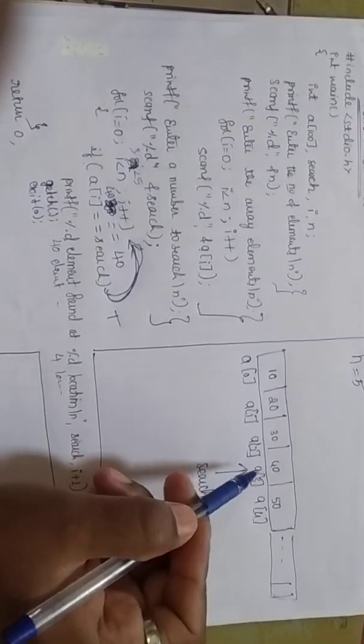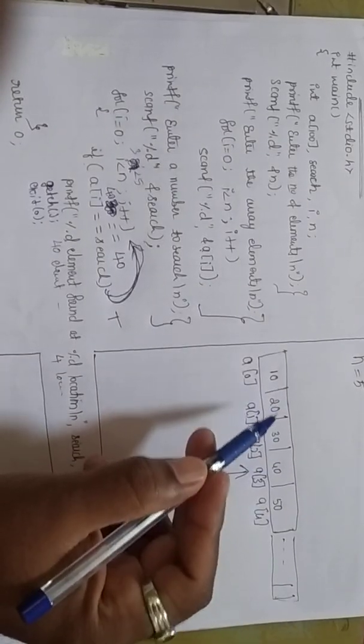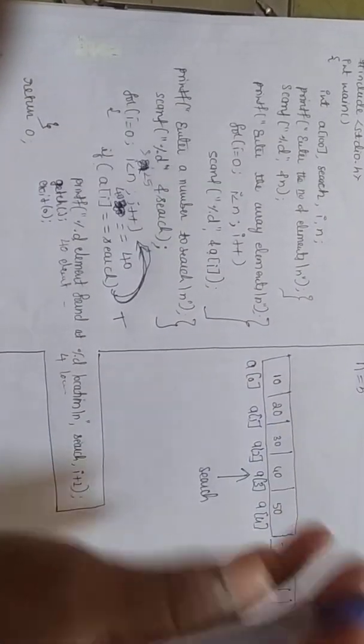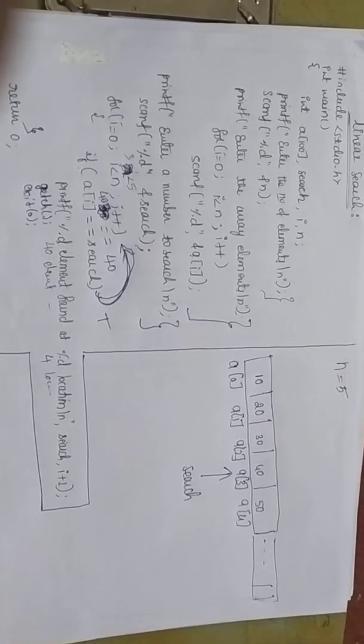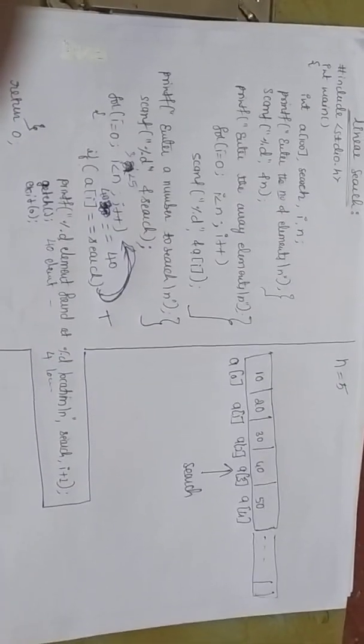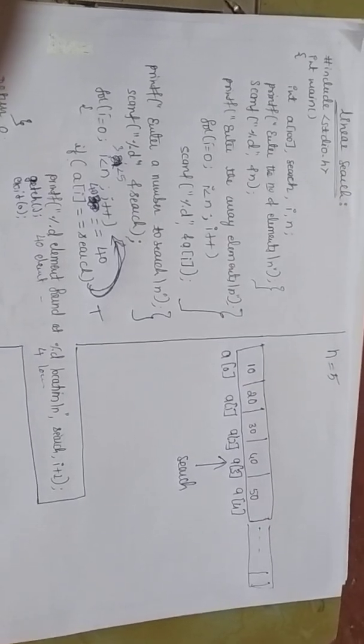Got it? So here, nothing but we are comparing the elements from the starting. Once I get my searching element, then I can print the result and I can terminate the program. This is called linear search.